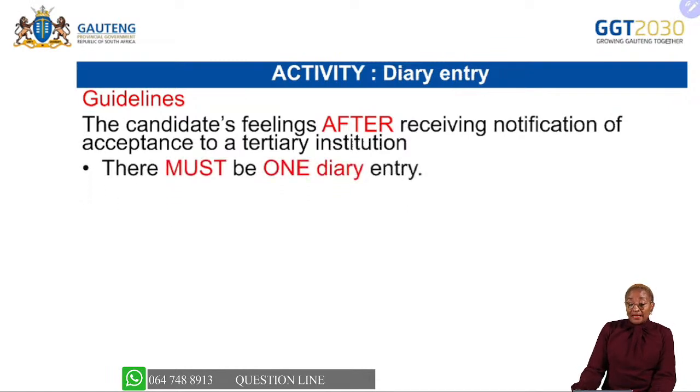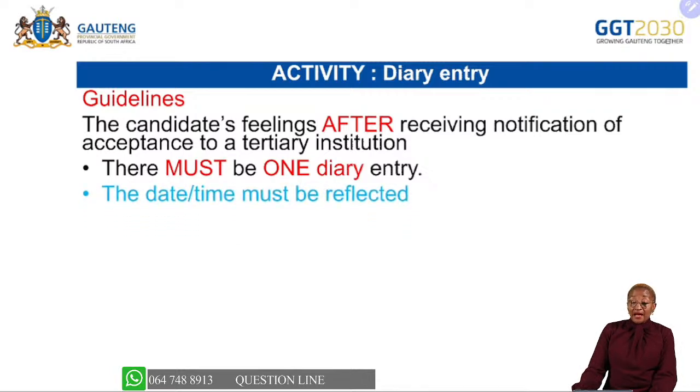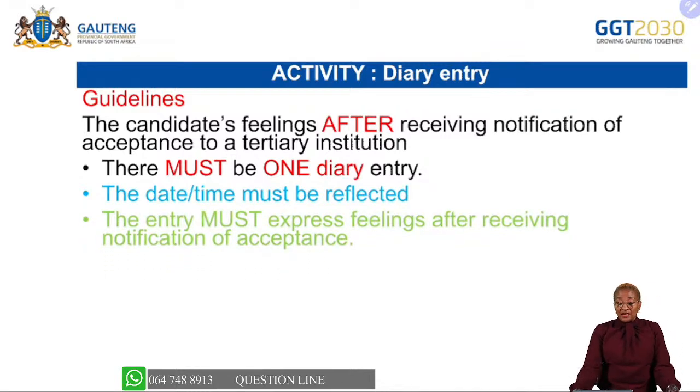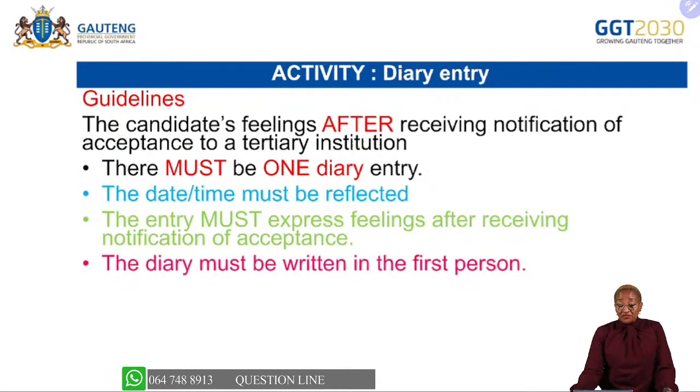There must be one diary entry. The date and time must be reflected. The entry must express feelings after receiving notification of acceptance, how you felt after receiving notification of acceptance. Remember, I said feelings might be negative, positive, or we might have both positive and negative. But the most important thing is that this is just one entry, and you will still be expected to write 80 to 100 words.